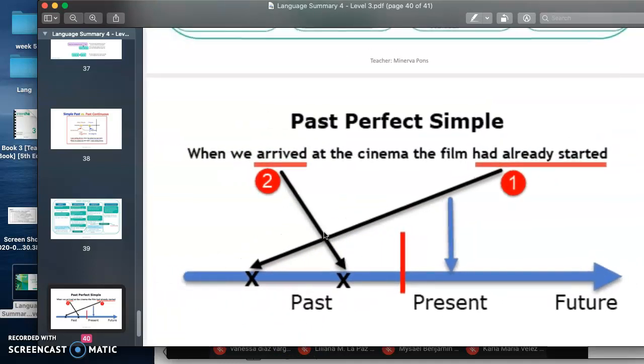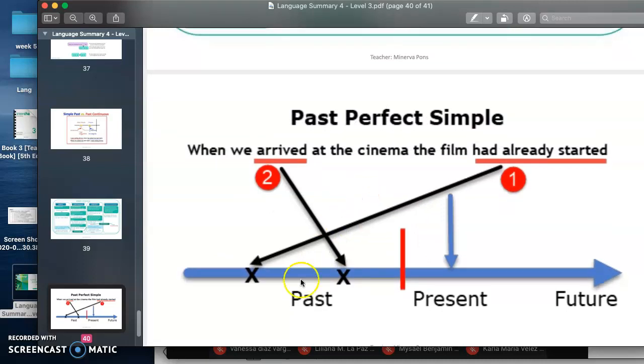Here, we have this timeline, we have past, present, and future. So we are saying that both of the actions are happening in the past, but one is happening before the other one. If I say, when I arrived at the cinema, the film had already started, it's because the first thing that happened is the one that I have in my past perfect, because that's what it indicates, an action in the past that happened before another action.